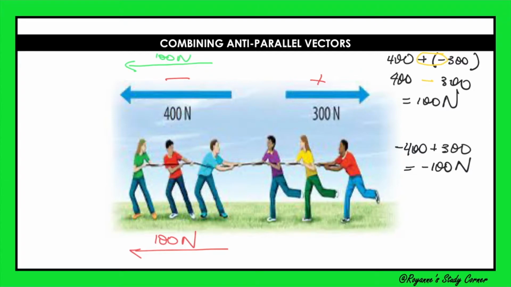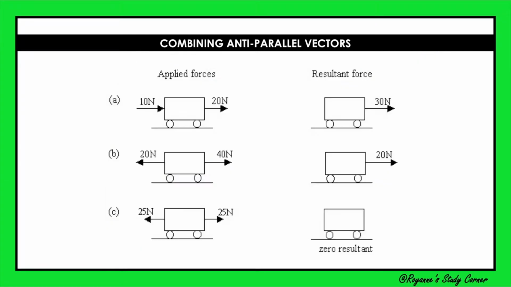So let's try some other examples. If we look here, we see 10 newtons in this direction and 20 newtons in this direction. So since it's the same direction, it's going to be 10 newtons plus 20 newtons, and that gives us 30 newtons. Now for B, the forces are acting in opposite directions.